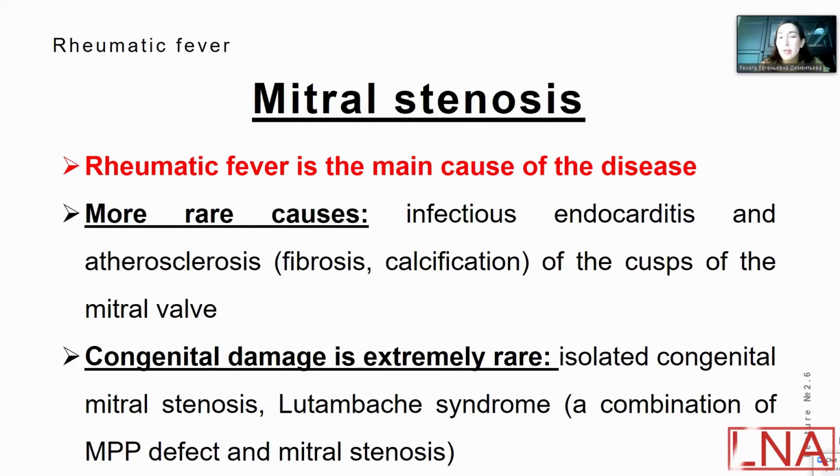More rare causes can be infective endocarditis, and atherosclerosis with fixation and calcification of atherosclerotic plaque on the cusps. Congenital damage is extremely rare for mitral stenosis: isolated congenital mitral stenosis, Lutembacher syndrome, or a combination of a defect of the interventricular septum and mitral stenosis.